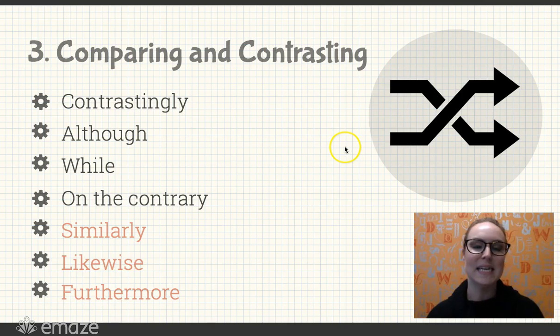Okay, number three, comparing and contrasting words. This is especially important in a comparative essay, quite obviously, and words like contrastingly, although, while, and on the contrary are helpful for talking about texts that are different. And similarly, likewise, and furthermore, these can be used when you're talking about two similar things.